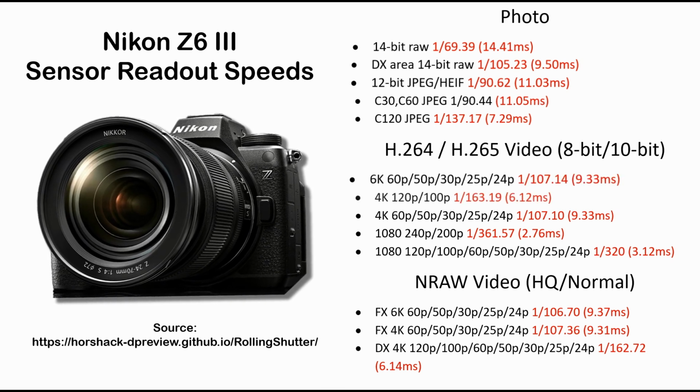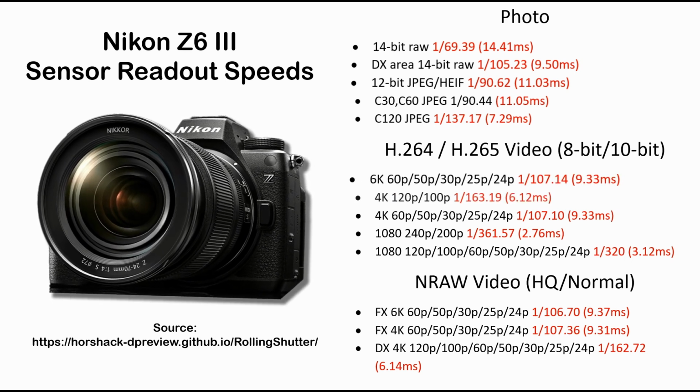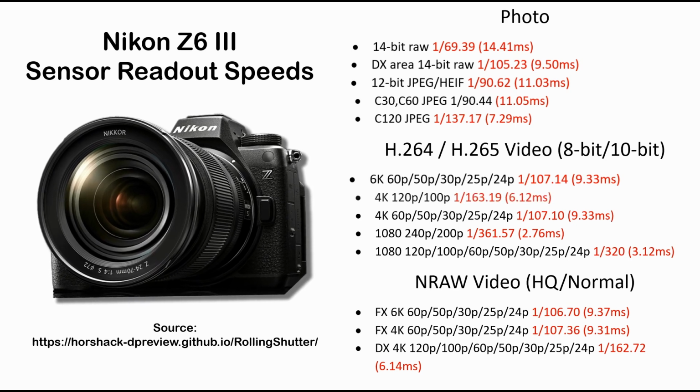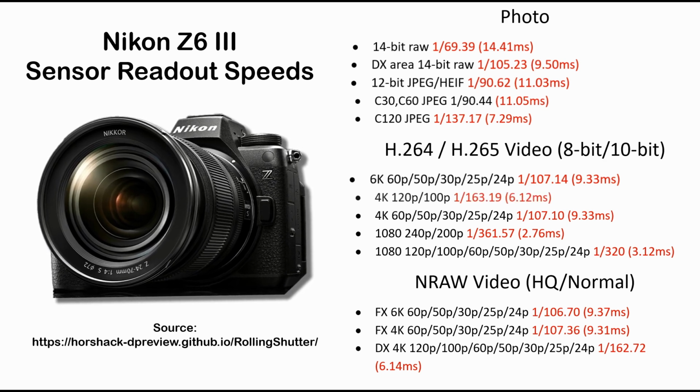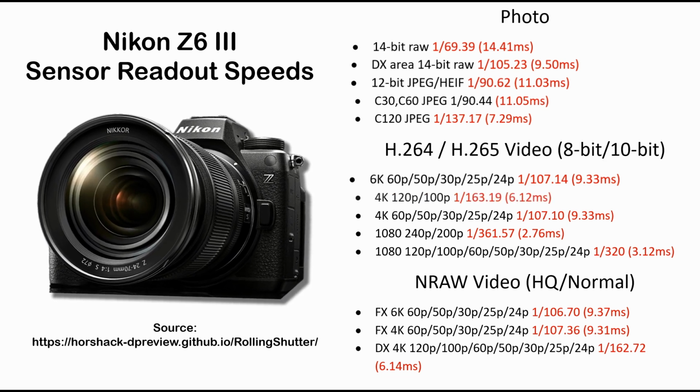Next are the 4K results. Both 120 and 100p results are 1/163rd of a second, which is 6.1 milliseconds. This mode uses a DX crop, so if you do the math, it represents a 12-bit sensor readout of the sensor adjusted for both the DX crop plus the aspect ratio crop.